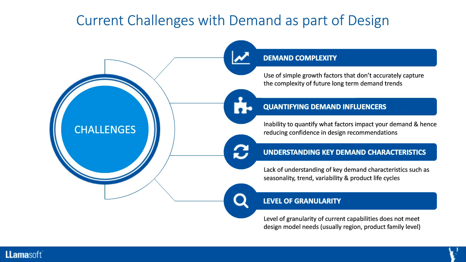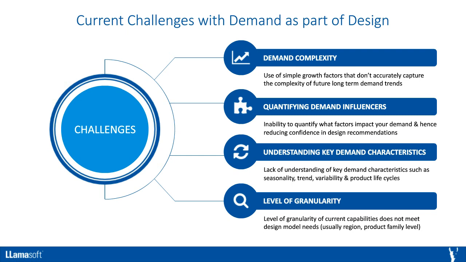The second aspect is the inability to quantify what factors really impact your demand. We've talked about different types of demand influencers within your business and outside, and without having a good understanding of that, it makes it very difficult to back up the design recommendations with a lot of confidence, especially when these decisions are changing the current supply chain state for a better future state.